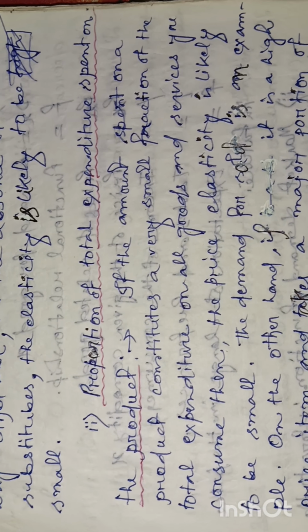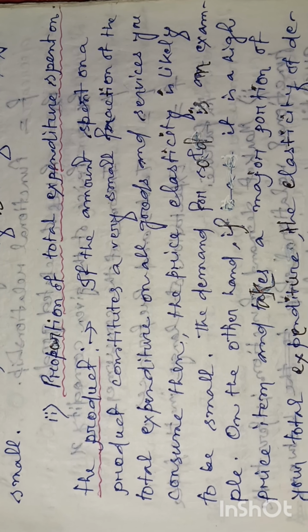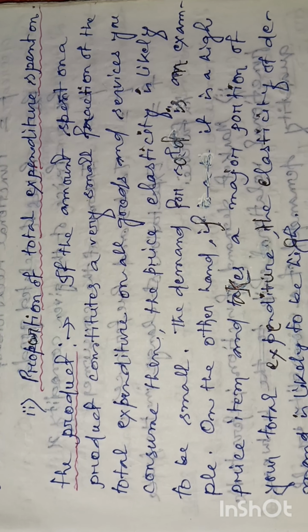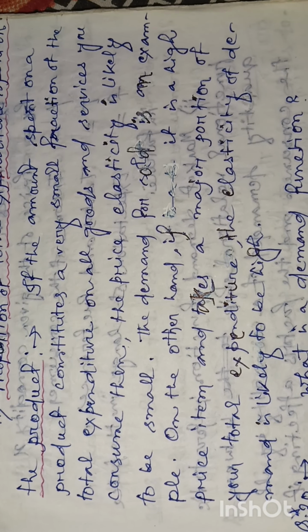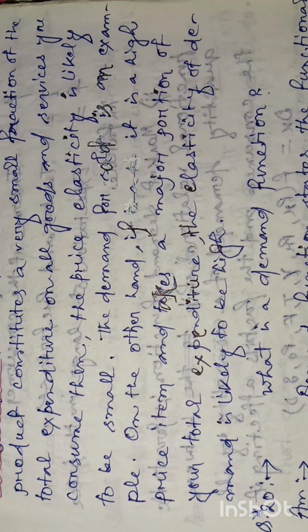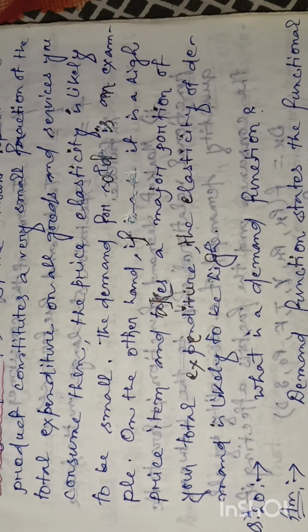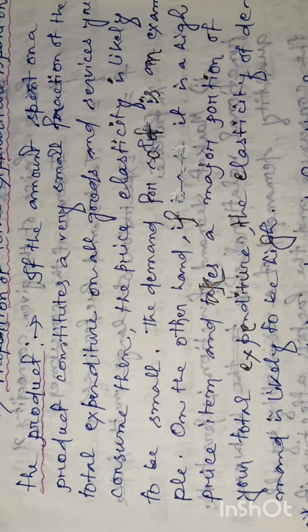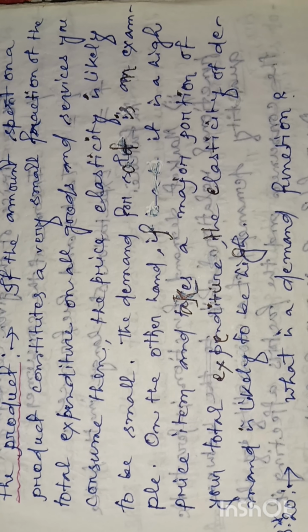Number 2, proportion of total expenditure spent on the product. If the amount spent on a product constitutes a very small fraction of the total expenditure on all goods and services you consume, then the price elasticity is likely to be small. The demand for salt is an example. On the other hand, if it is a high price item and takes a major portion of your total expenditure, the elasticity of demand is likely to be high.